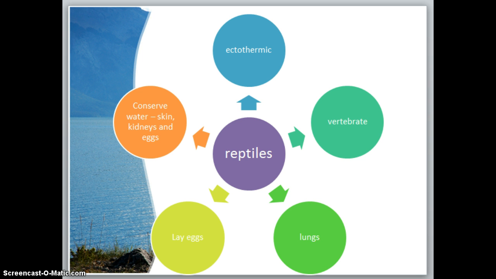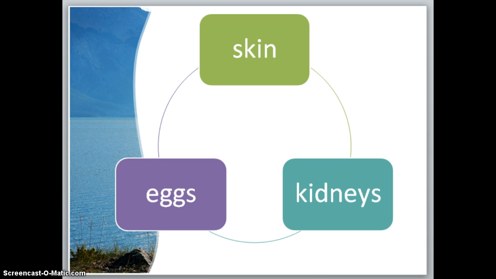Reptiles have some characteristics. They are ectothermic. They are vertebrates. They have lungs. Most of them lay eggs. And they conserve water through their skin, kidneys, and also in their eggs. We know that reptiles have been living on the earth for a very long time. They've been able to survive for such a long time because of their traits, both their physical traits and their behavioral traits. We know that because reptiles need to live close to water, because their bodies aren't always able to keep water inside because they're not able to regulate that, okay? So they conserve this water through their skin, their kidneys, and their eggs.